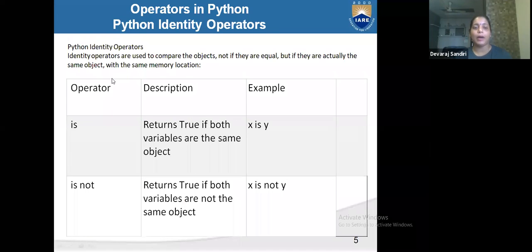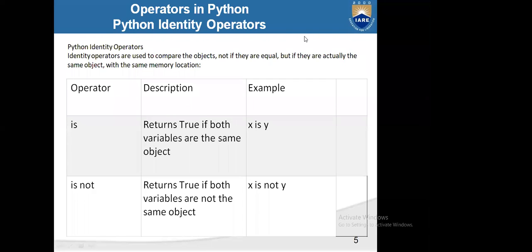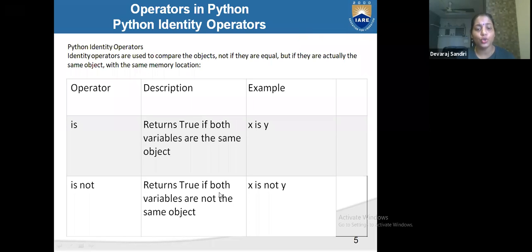Now, identity operators. The is operator returns true if both variables are the same object. Is not returns true if both variables are not the same object.